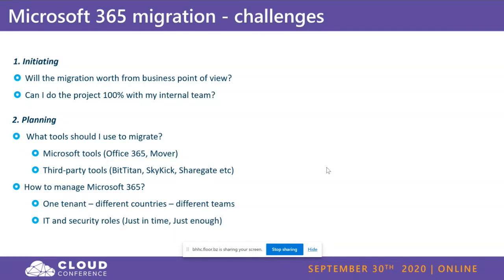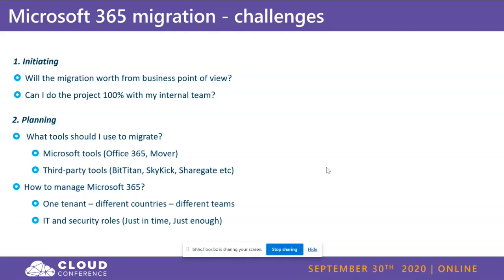We've noticed that, for instance, it's worth it to migrate emails and OneDrive with BitTitan, and it's worth it to migrate SharePoint, or files that will go to SharePoint, with Mover. So that is a very important thing. Then another challenge during the migration, during the planning, is how the internal IT team will migrate.